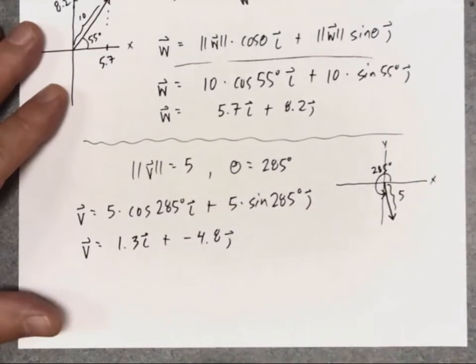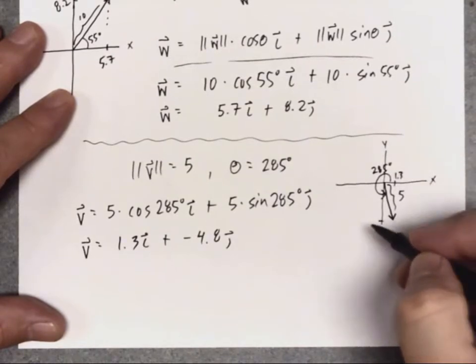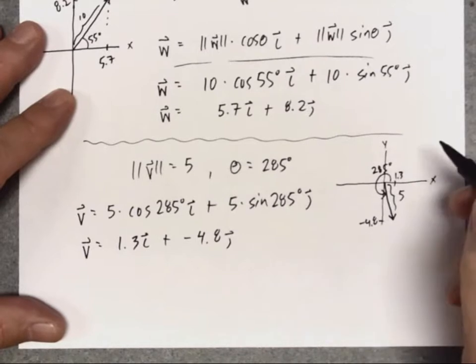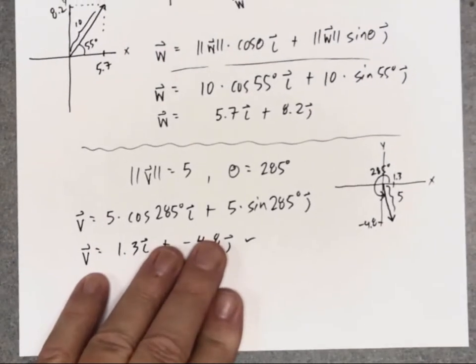4.8j. And if you look, we're saying 1.3 is about right here, which looks reasonable, and we're saying down here is negative 4.8. Looks reasonable. And the thing is, I don't have to worry about reference angles and what quadrant I'm in. You just plug in the angle and do the math, and you're good to go. So that's nice.